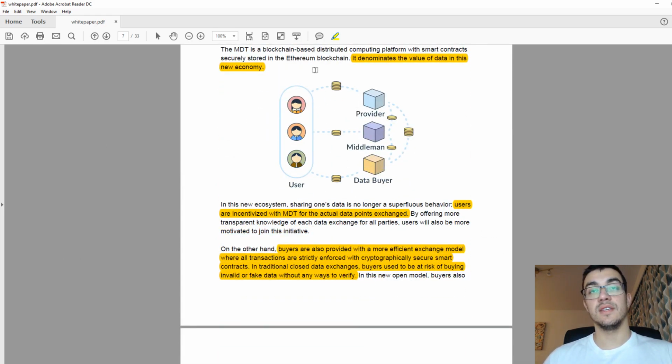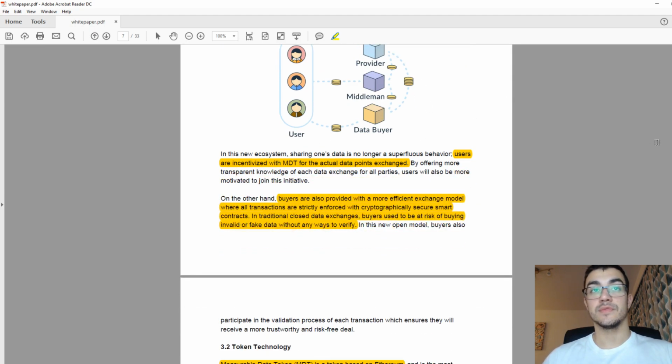So here we see that money will be distributed fairly through all the parties. Users are incentivized with MDT token for the actual data once exchanged. Buyers are also provided with a more efficient exchange model where all transactions are strictly enforced with cryptographically secure smart contracts. In traditional closed data exchange, buyers used to be at risk of buying invalid or fake data without any way to verify.